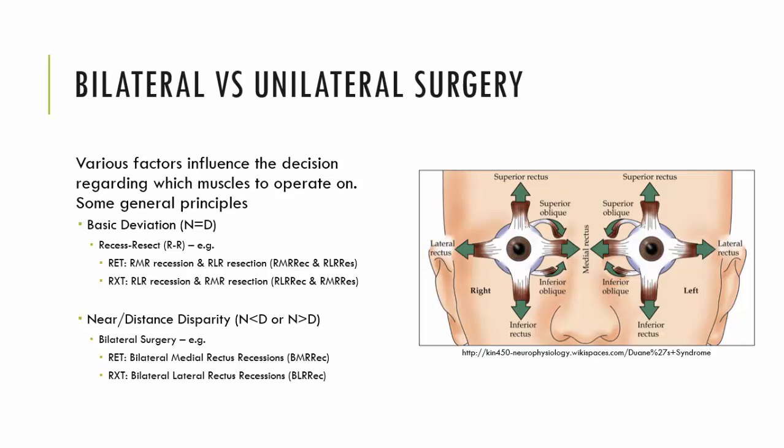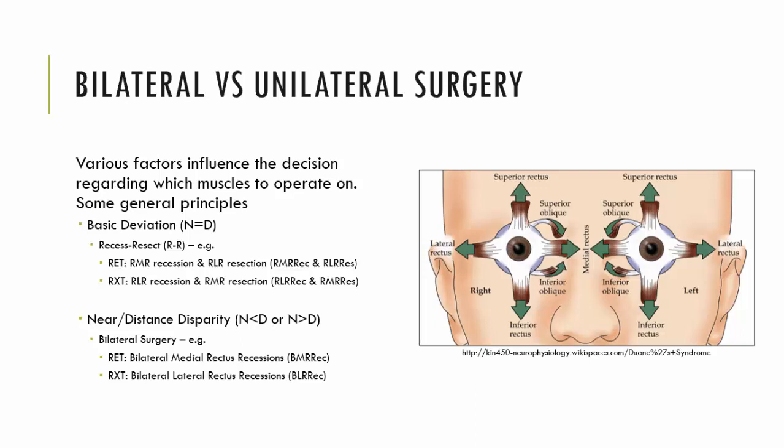So if, for example, you have a basic deviation, so let's say you have a right esotropia of 30 diopters at near and 30 diopters at far, it is recommended that you perform unilateral surgery. So what this means is if it was a right esotropia, we would resect the lateral rectus and recess the medial rectus, and therefore we would have a similar impact at near and far, which is what we want given that it is a basic deviation.